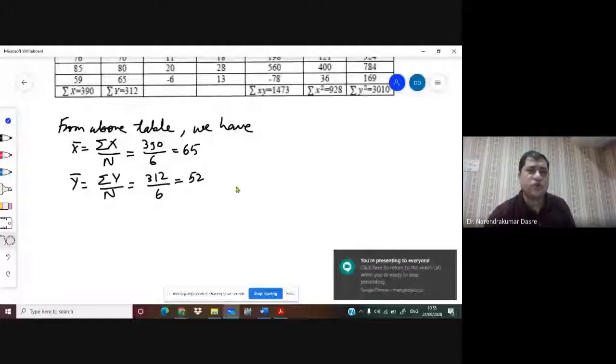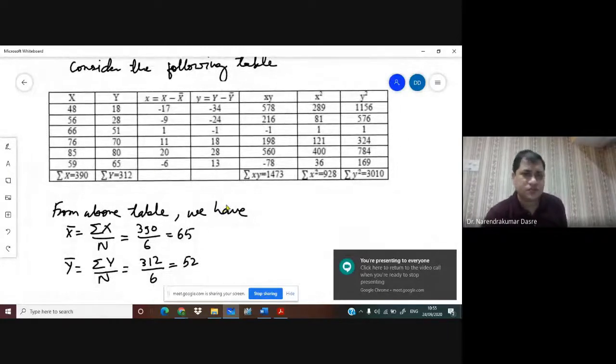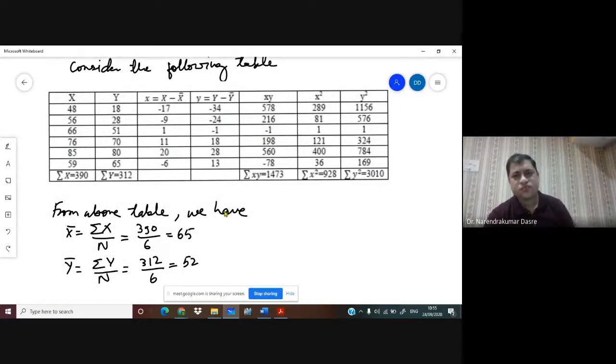So let's match your entries with my calculation. I hope you are able to get the table like this. So these are the calculations. Here we don't need these calculations, I have not calculated them. But we are interested in these three entries, and so we got these three entries. I hope all of you have got the same.